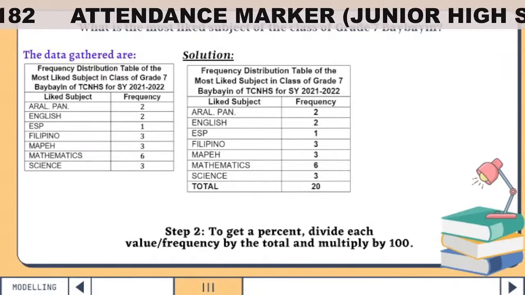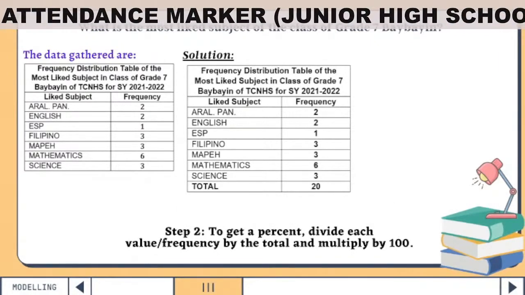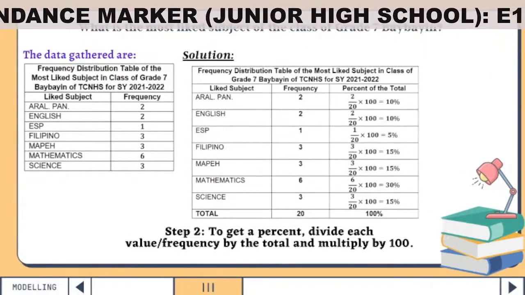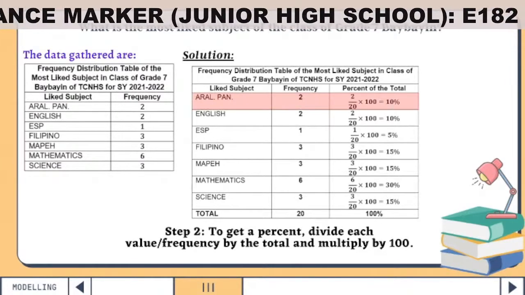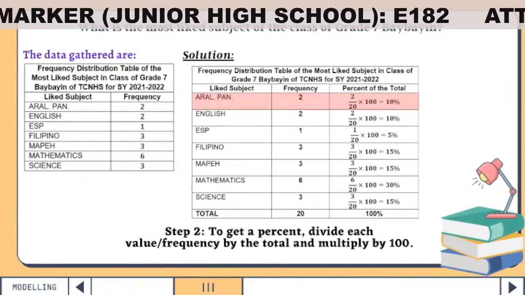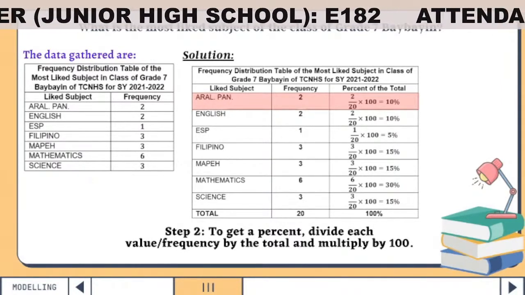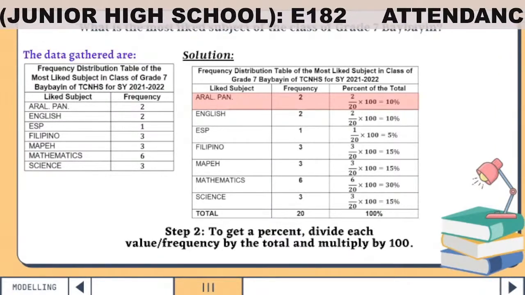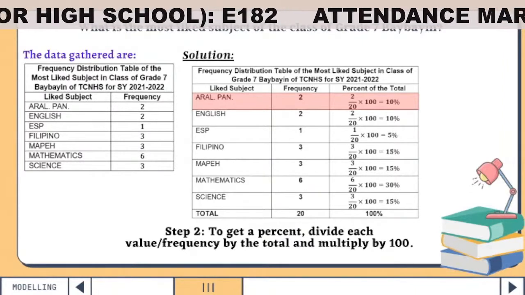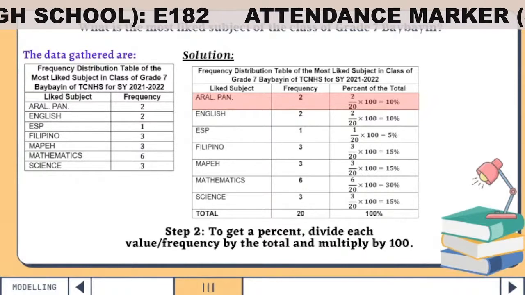Step 2. To get a percent, divide each value or frequency by the total and multiply it by 100. Just like in Araling Panlipunan, the frequency is equal to 2. To get the percent of the total, this will be divided by 20. So we now have 2 divided by 20 times 100, which is equal to 10%. Therefore, the percent of the total of Araling Panlipunan is equal to 10%.